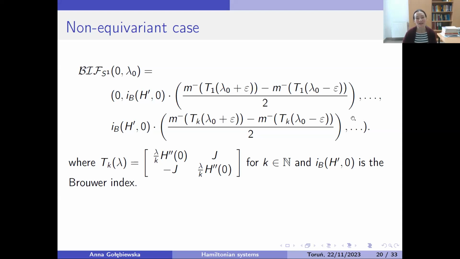But this big thing is quite an easy one. This is the change of the Morse index. So this is the difference of Morse indices of the matrix TK, defined as follows, for lambda naught plus epsilon and lambda naught minus epsilon. So in fact, we compute the change of the Morse index of such a matrix. In fact, this matrix has a 2 times bigger dimension than our Hamiltonian system. So we only have to know how to compute the change of the Morse index.